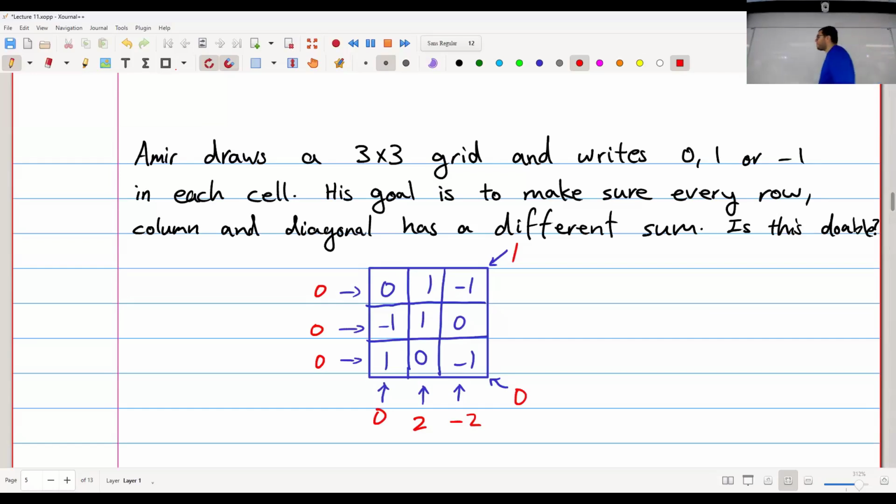So this is an example of how I would give you problems in the exam. I will never tell you the answer. You have to guess the answer and then prove it. So I don't tell you if it's possible or not. But in this case, it's not possible. Now, why is this not possible?